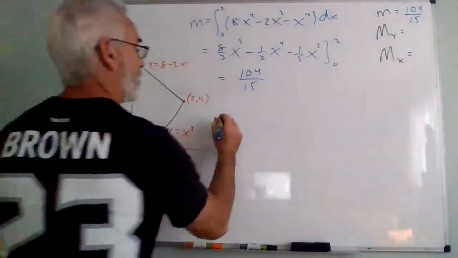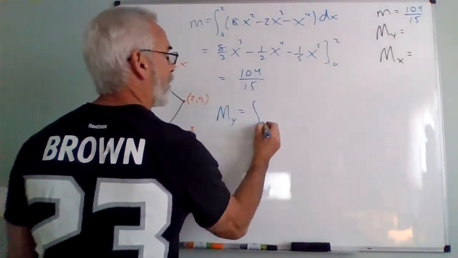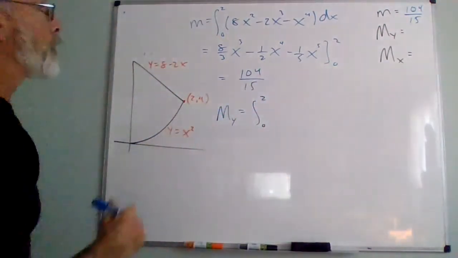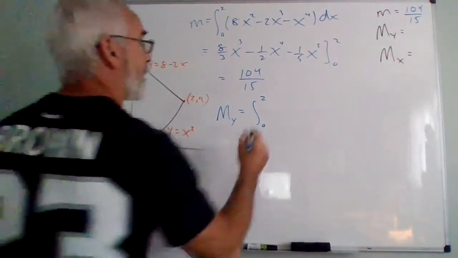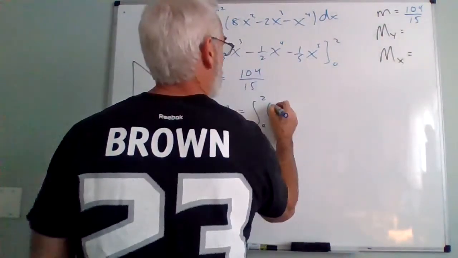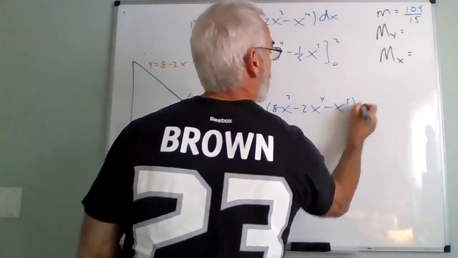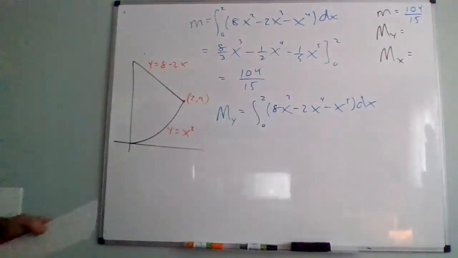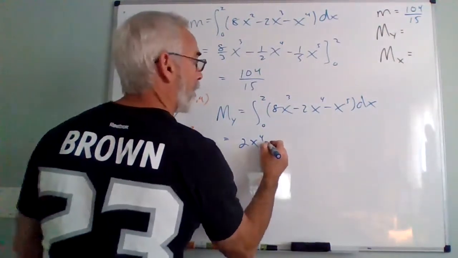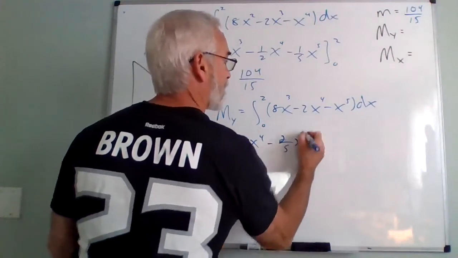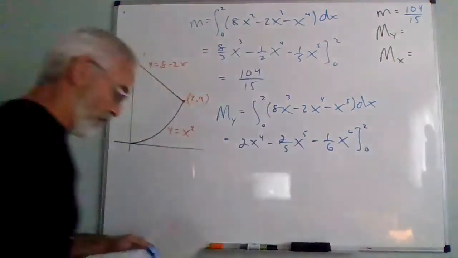Okay, I'll go ahead and do the y moment next. So this one here, we said before, basically will look just like that integral, but I have the additional x multiplied in. So then that one will be basically x times this, 8x cubed minus 2x to the fourth minus x to the fifth dx. And then that would give us here 2x to the fourth minus 2/5 x to the fifth minus 1/6 x to the sixth, evaluated from 0 to 2.